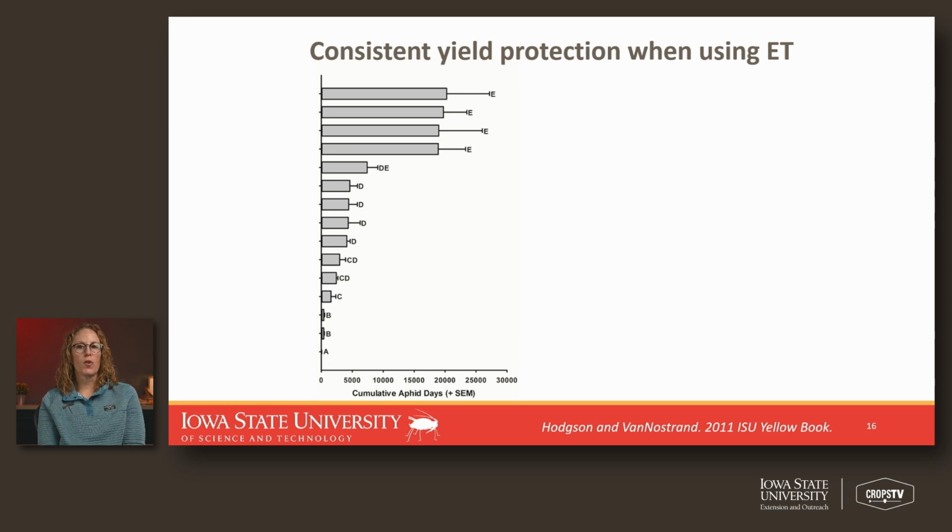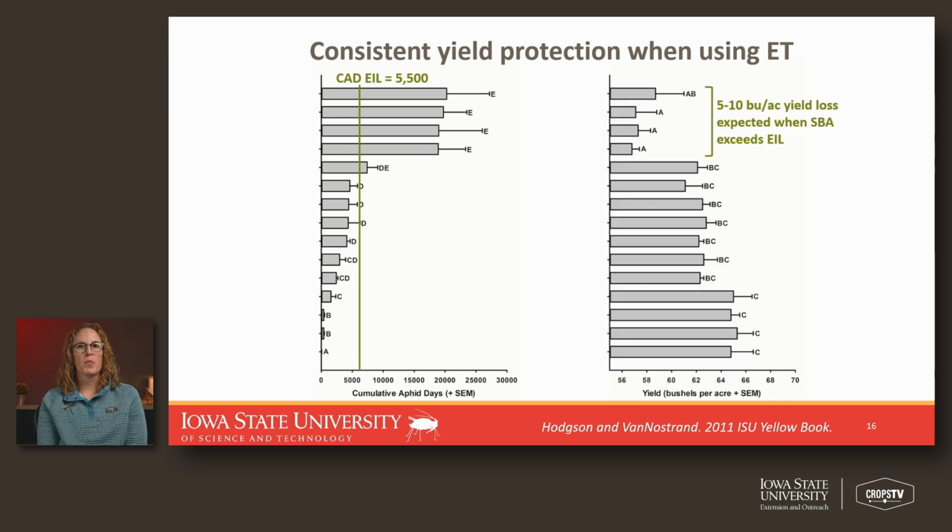So, this is an example from 2011 in which we have a number of treatments. I took out the treatment names because they don't really matter, but several of those treatments have exceeded a really important benchmark of 5,500 cumulative aphid days. Some are below that benchmark. When we have this trend in which you have very high numbers, some of those treatments are reaching 20,000 cumulative aphid days, we can expect a 5 to 10 bushel per acre yield loss when aphids accumulate over that 5,500. And you can see some treatments on the bottom had very few numbers of aphids, and they're likely reaching that full yield potential.